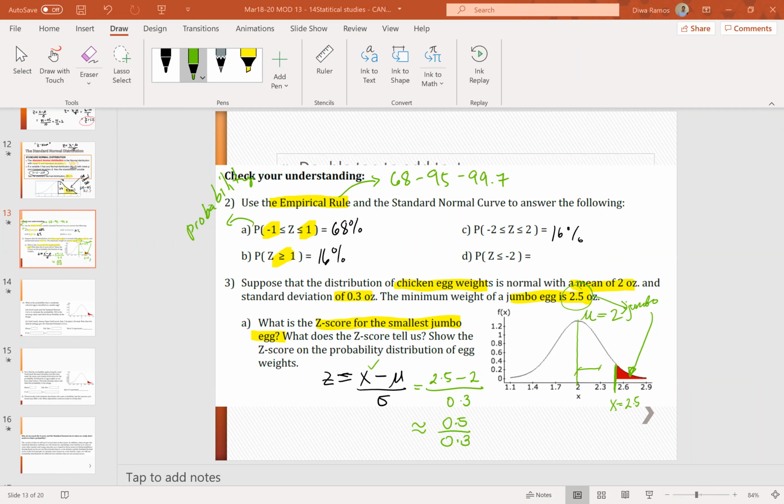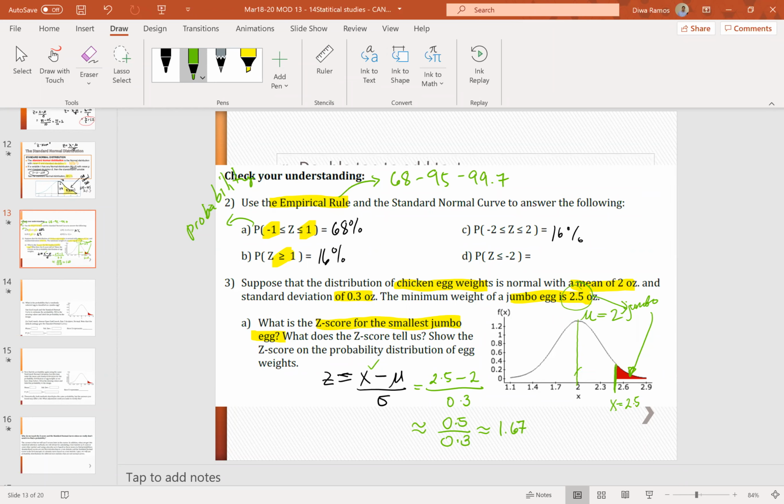That's approximately 1.67, rounded off. It's an infinite, non-terminating repeating decimal, if I'm not mistaken. Let me double check quick: 0.5 divided by 0.3. Yeah, it is. So what does that mean?